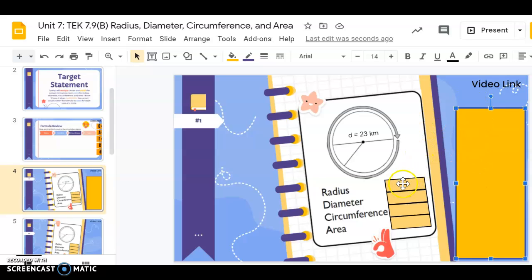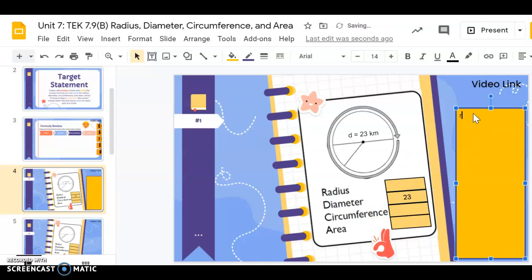So for instance, I am going to look for the radius. When it says D equals 23 km, that I can put right here. Whoops. Because that's diameter, because it says D equals. D, the only D word on here is diameter, so I'm going to say that goes there.